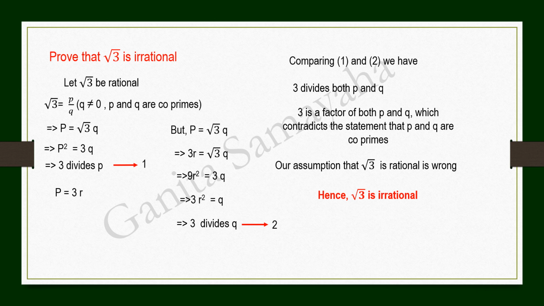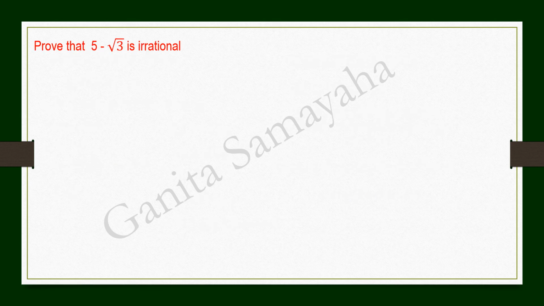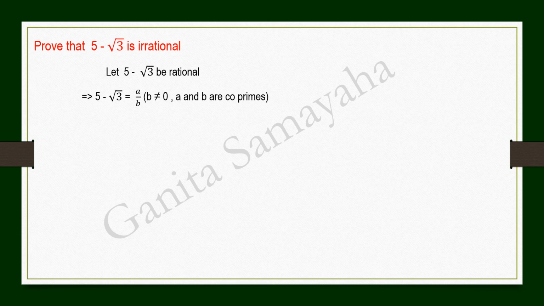Okay. Sometimes you will have, we will now prove that 5 minus root 3 is irrational. So as usual, we consider 5 minus root 3 to be rational. So if 5 minus root 3 is rational, we can express it in the form p by q. Okay, we are considering it as a by b, anything. So 5 minus root 3 is equal to a by b, b not equal to 0. a and b are co-primes. This is the standard condition that we consider.